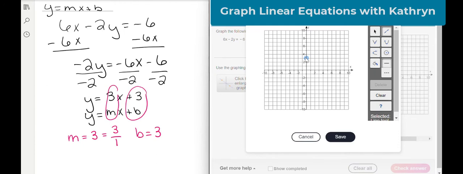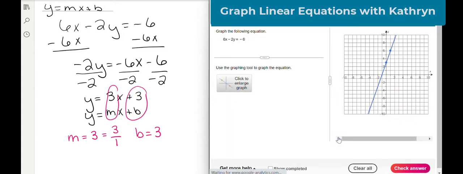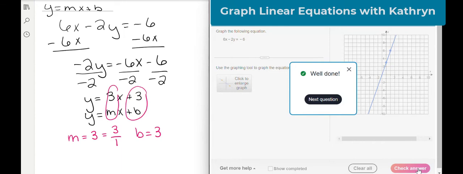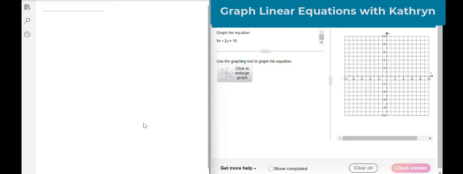Now my slope is 3 over 1. So I'm going to go up 3, 1, 2, 3, and over 1, and I'm going to click. And that's it. So we are going to save it, and then we're going to check our answer. Yay, good job. Let's try the next one together.